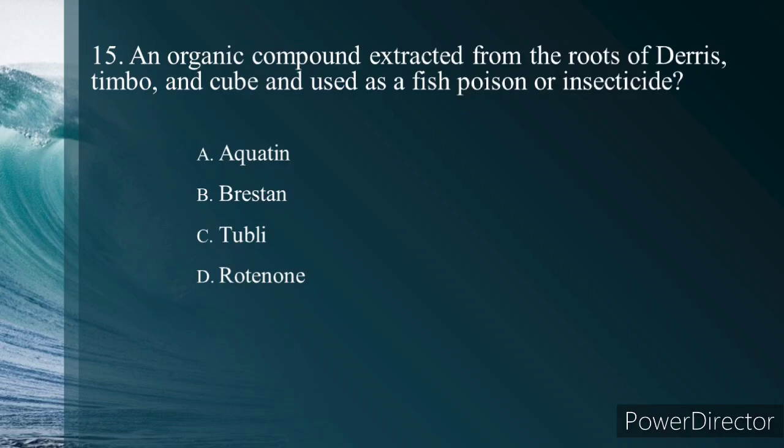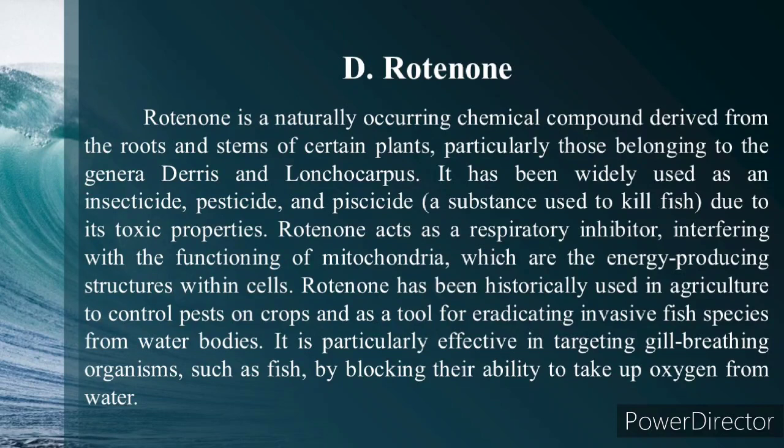Rotenone is a naturally occurring chemical compound derived from the roots and stems of certain plants, particularly those belonging to the genera Derris and Lonchocarpus. It has been widely used as an insecticide, pesticide, and piscicide, a substance used to kill fish, due to its toxic properties.